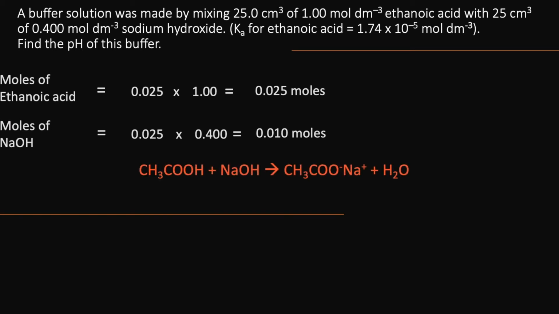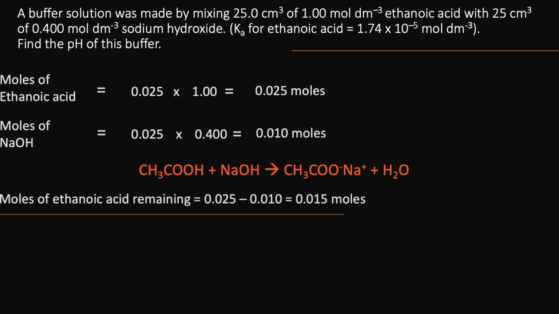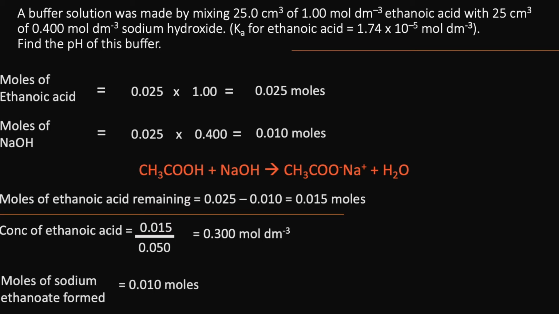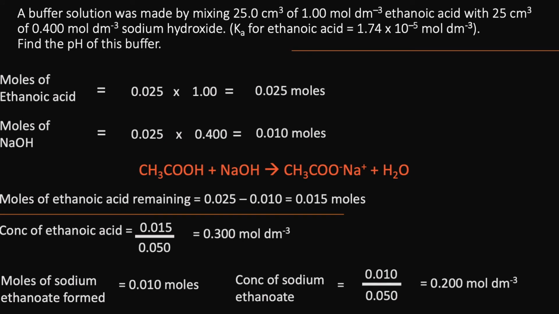That's the equation for sodium hydroxide reacting with ethanoic acid. And so the moles of ethanoic acid remaining, because it's a one-to-one reaction, is the moles that we started with minus the number of moles that would have reacted with sodium hydroxide. Now we can work out our concentration. Remember, the total volume is now 50 cm³ because we've added 25 cm³ of ethanoic acid and 25 cm³ of sodium hydroxide. And we can also work out the moles of sodium ethanoate formed, which will be the same as the number of moles of sodium hydroxide added, and work out our concentration of sodium ethanoate.